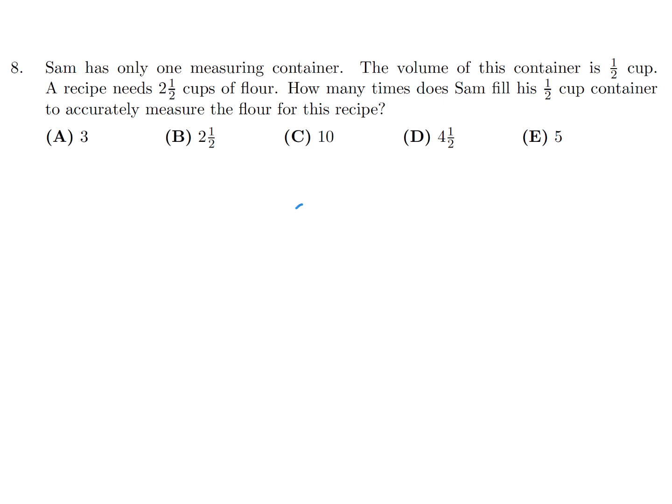Okay, so we have 2.5 cups, right? And then the container is half a cup. So that's basically the math. 2.5 divided by 0.5 is 5. 5 of these containers, which would be letter E, E for this question.